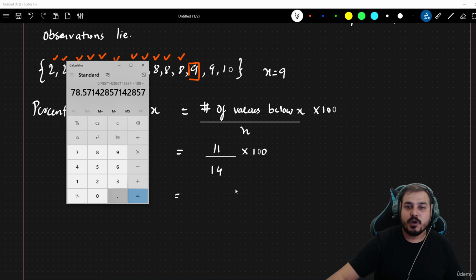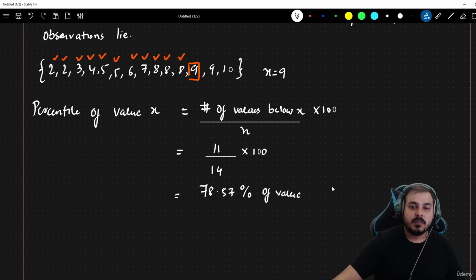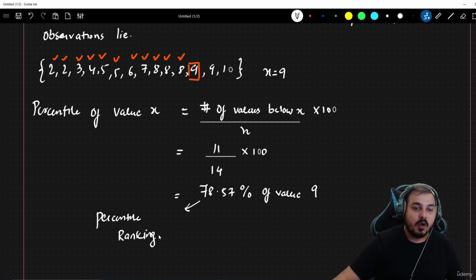So here I'm actually going to get 78.57 percentile of value 9, right? So this is the percentile ranking. Now you really need to understand what exactly this value specifies.